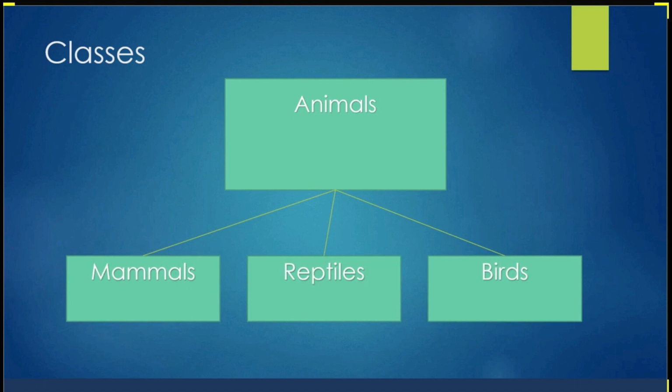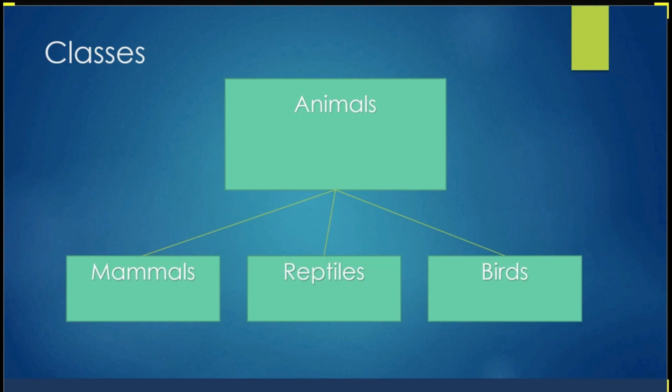Now, all animals may have these things in common. However, there may be different types of animals that have their own unique characteristics. For example, there are mammals, reptiles, and birds, and these are all animals. So we can say that all mammals are animals, for example, but it doesn't go both ways. We can't say that all animals are mammals because some animals are reptiles, some are birds, and so on. So this is a one-way relationship.